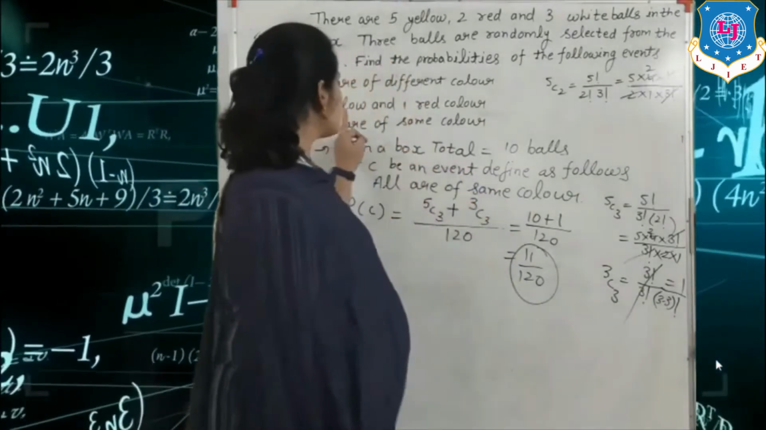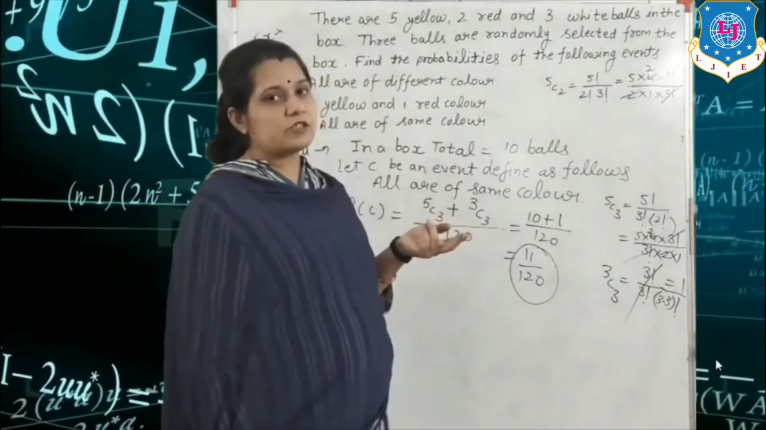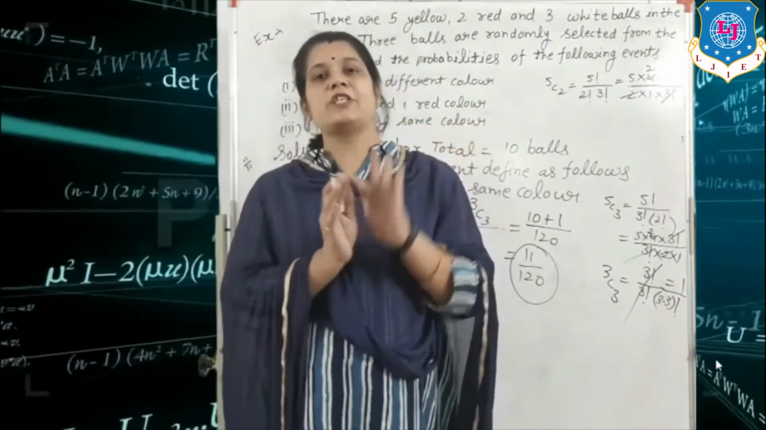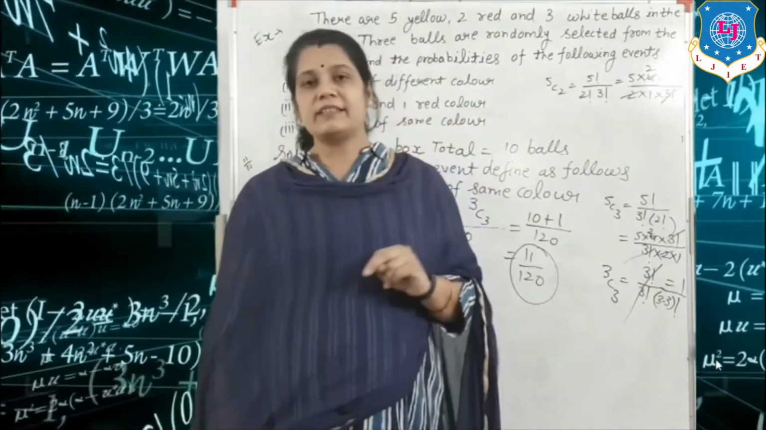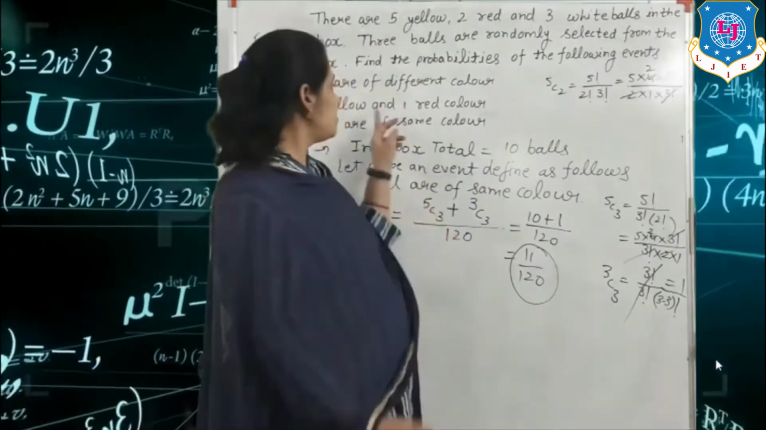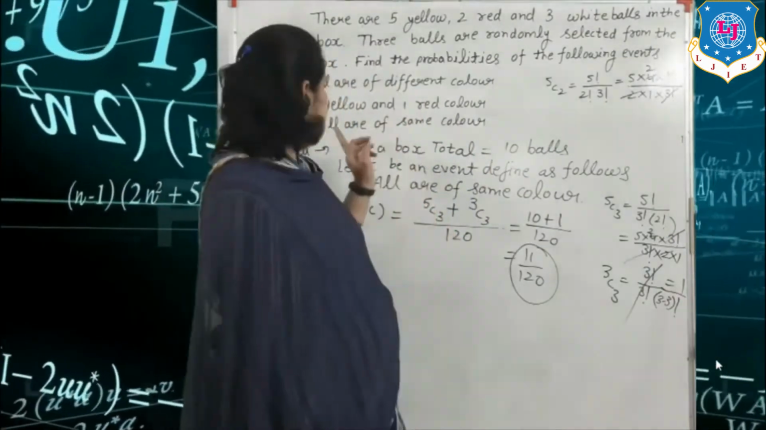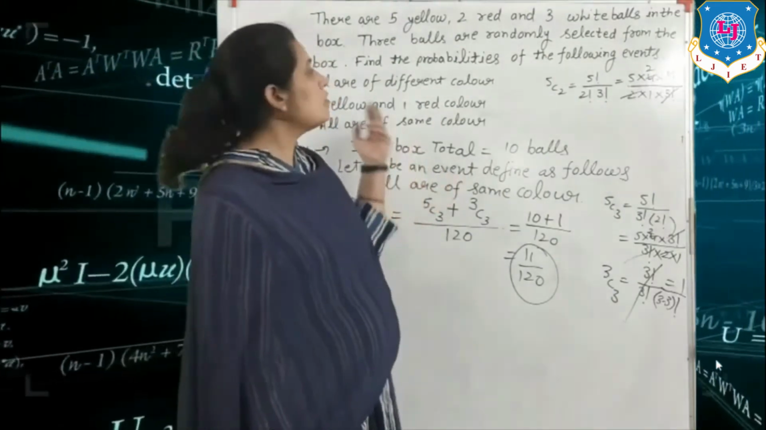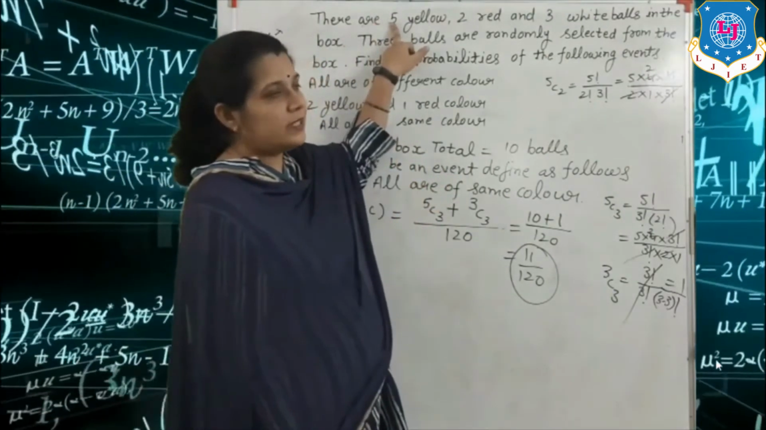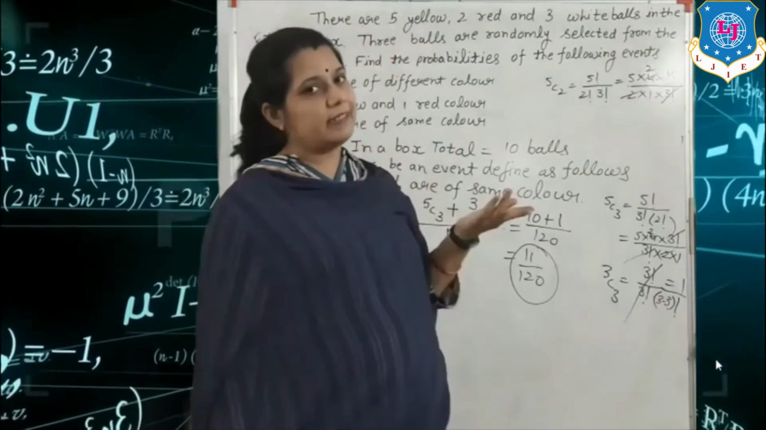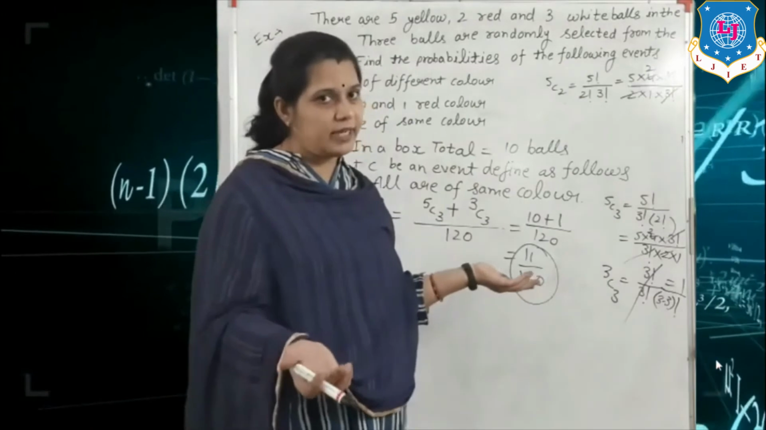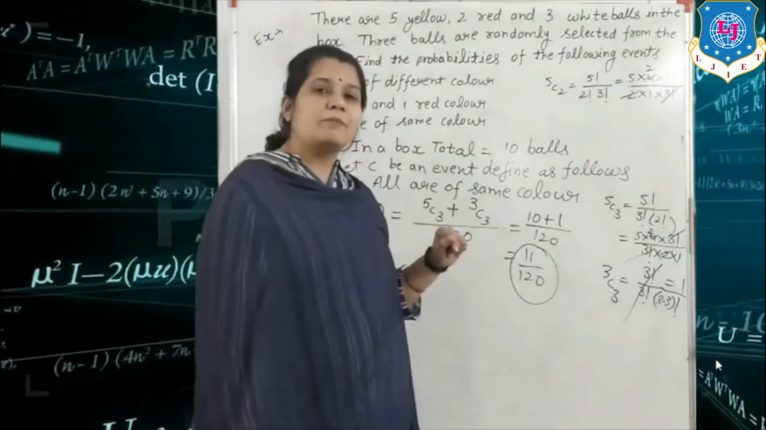Okay. Next one is 2 yellow and 1 red color. So again, 2 yellow and 1 red. If we merge this 2 yellow and 1 red, we get 3 balls, so again we use the multiplication sign. But in the third case, all are of same color, so maybe 3 balls are yellow color or 3 balls are white color. So here either this or this. So here we use the plus sign.